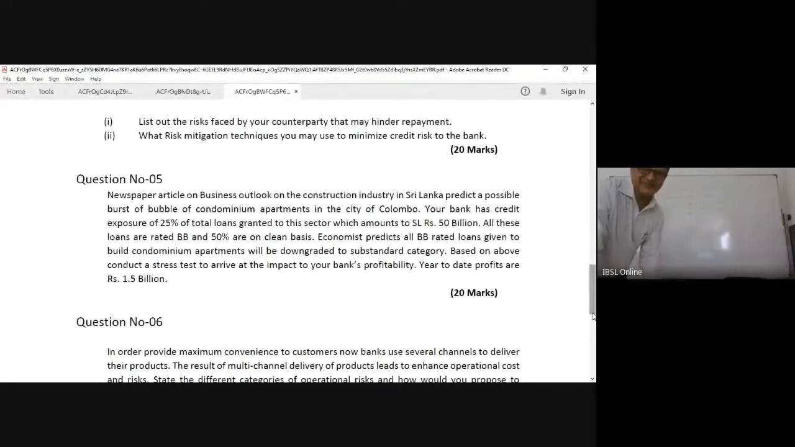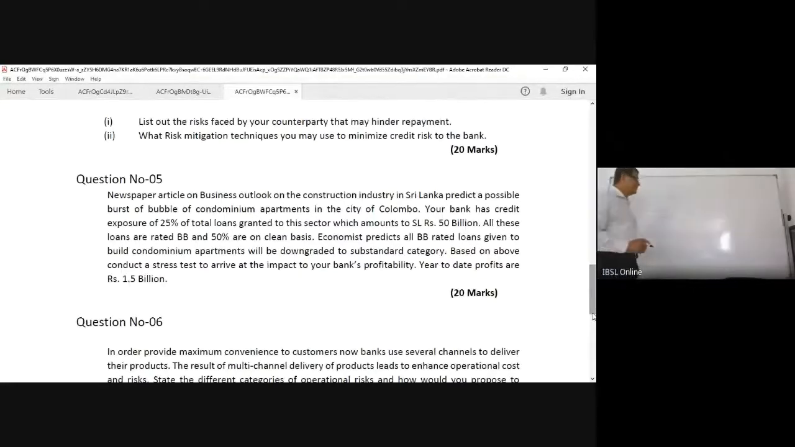Now, they say that based on the above, condominium apartments will be downgraded to substandard category. Based on the above, you need to stress test to arrive at the impact on the bank's profitability. Now, 20% of 25 billion, which is given on clean basis, you need to make provisions, and that will affect your bank's profitability. So that amount is 5 billion.